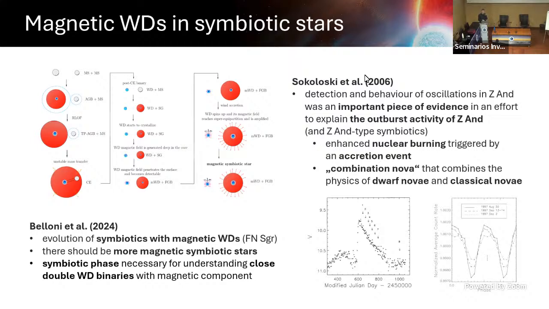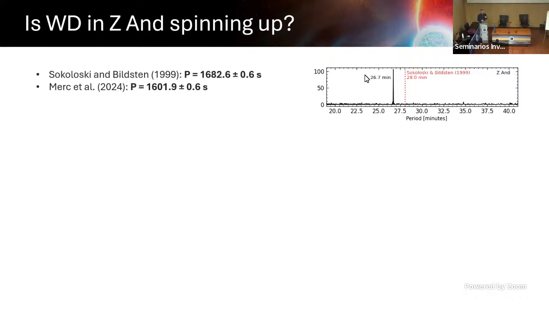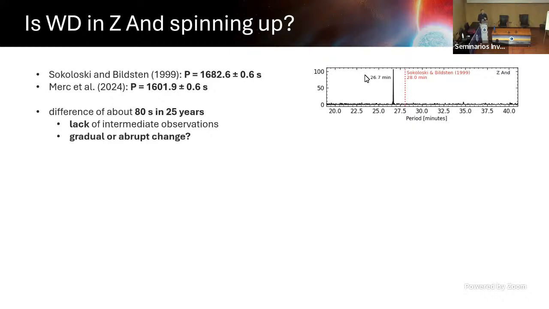And now our result. So they observed Z Andromedae in 1997. This is the period they obtained, 28 minutes. We analyzed the TESS data, which were taken 25 years later. The period changed. It changed by 80 seconds in 25 years. We don't have anything in between, so we cannot tell if that was a gradual change or if that was an abrupt change, or what was the reason for that. If that is gradual, it should be like 4 seconds per year, which is quite a lot.